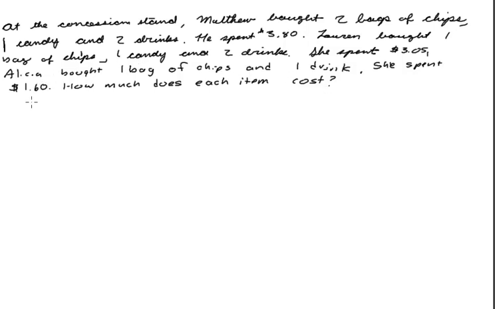Well, first let's set up what our variables will stand for. Let X be the cost of chips, Y equals the cost of candy, and Z equals the cost of drinks. And then we'll set up our system of equations.